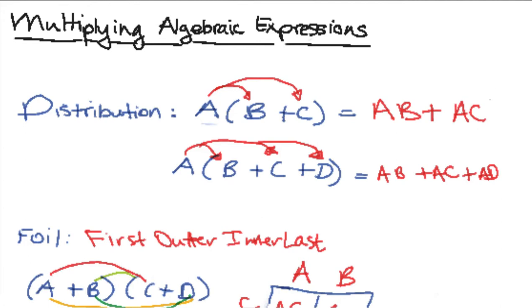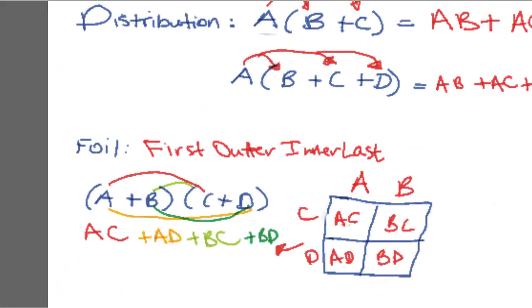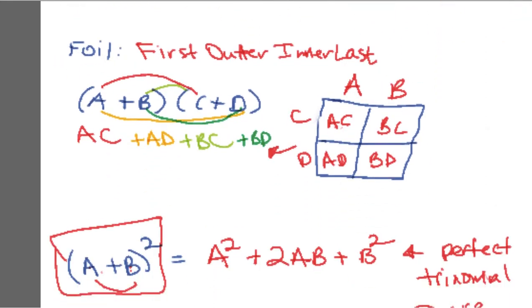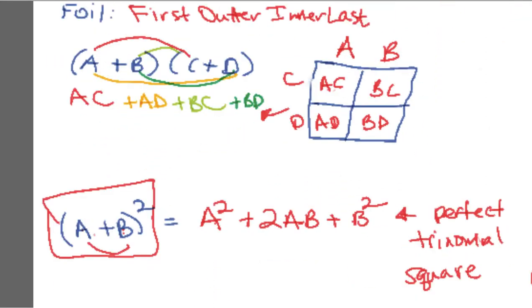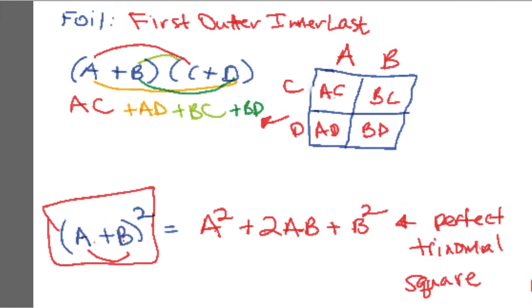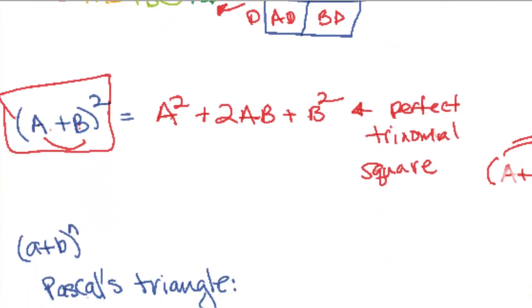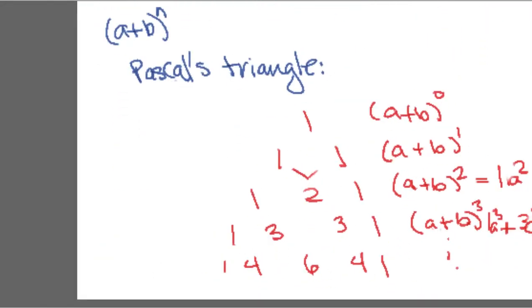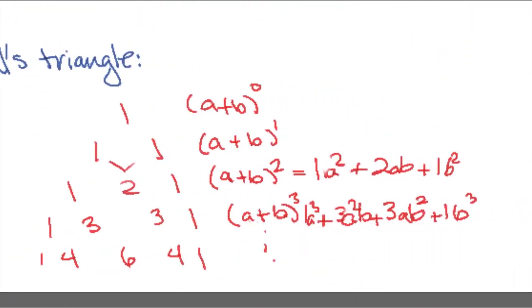Again, quick recap distribution. You're going to take the first term, the a in both of those cases, and multiply them times each term inside the parentheses. You can FOIL first, outer, inner, last, or do the Punnett square, the little box. And if you got something squared, a perfect trinomial square is created, and you square the first, you square the last, twice a product. And then I will do an example of Pascal's triangle on this one.